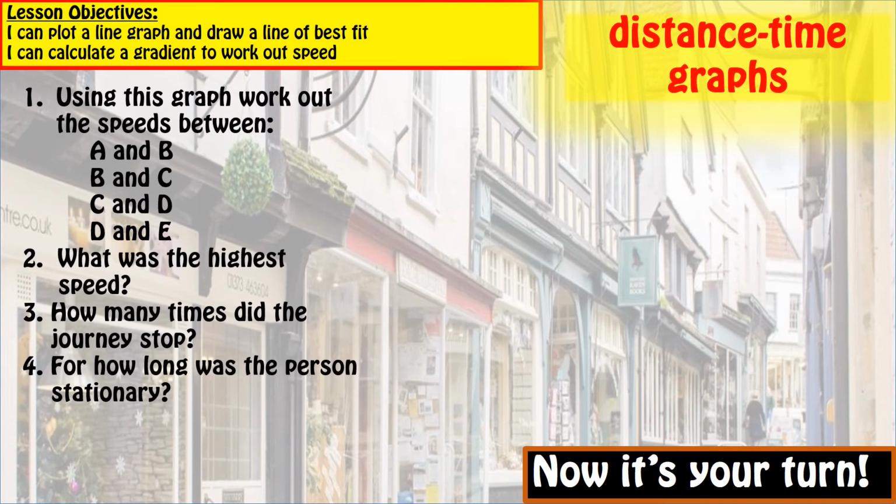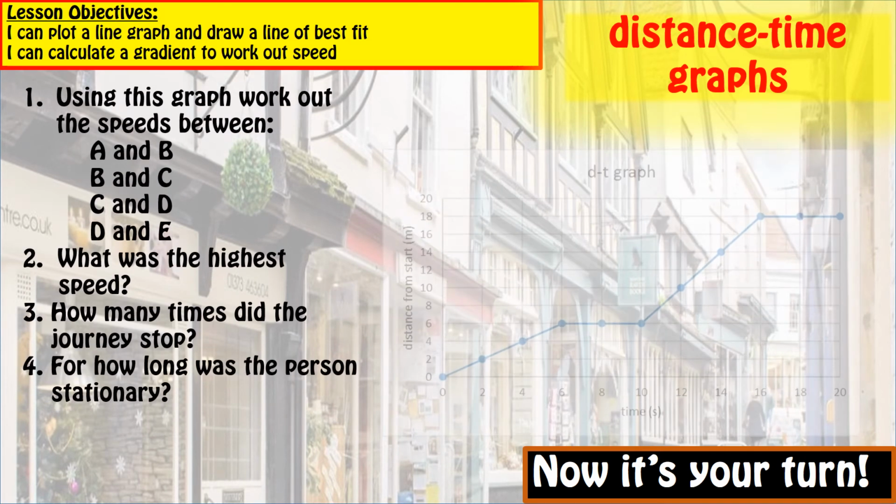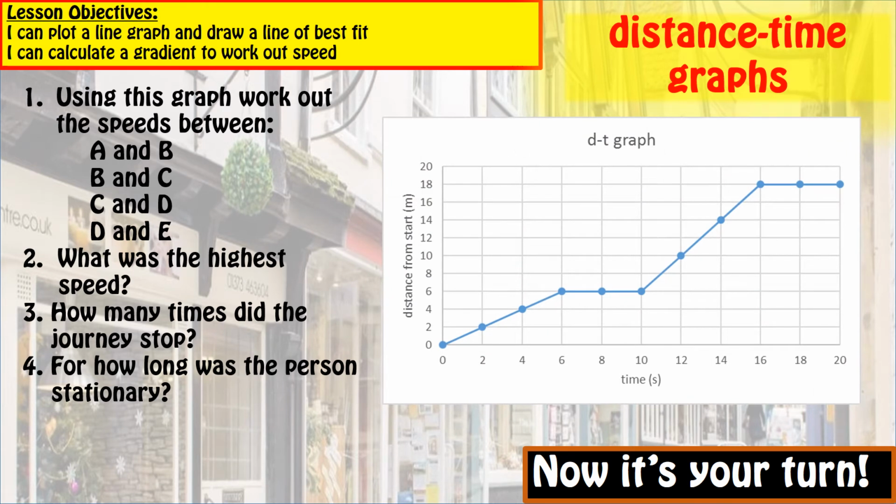So what I'd like you to do is have a go at this yourself. So here's a distance time graph I've already drawn for you. Number one, using this graph, work out the speeds between A and B, B and C, C and D, and D and E. So get some practice, maybe you can put the paper in your book over the screen. You'll be able to trace through it, or you could draw it all out from scratch. So you've got really nice notes in your book. It's up to you. And then number two, what was the highest speed?